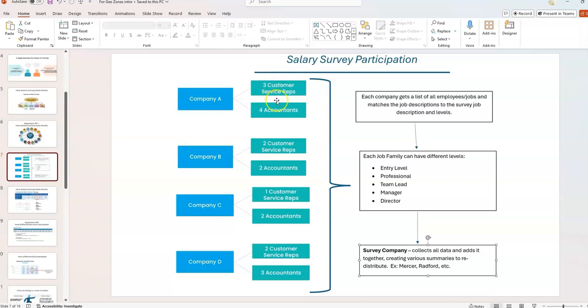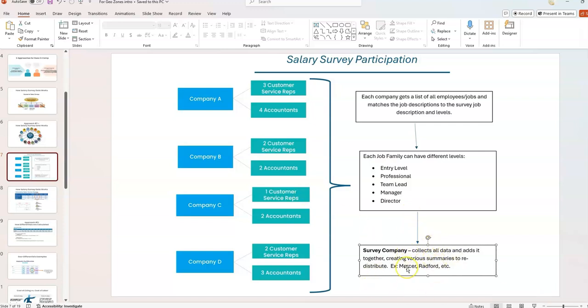And for this example, there are customer service reps and accountants. They're probably not all having the same title at each company, so they're going to need to consider the job descriptions, the job family, and the level. So maybe a customer service rep 3 at one company is the same as the customer assistant senior at another company, something like that. You're going to look at the survey company's description, and they're all going to match it and report the data.